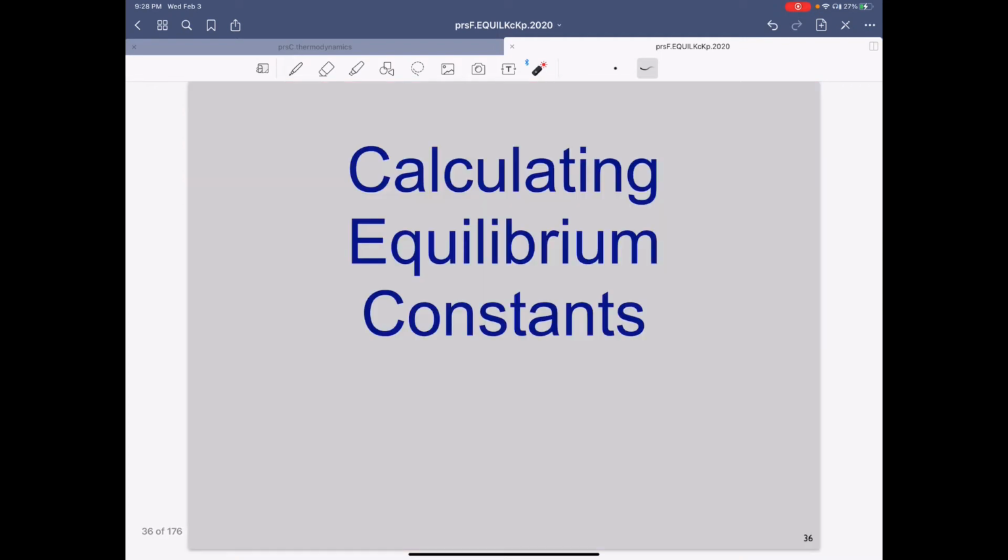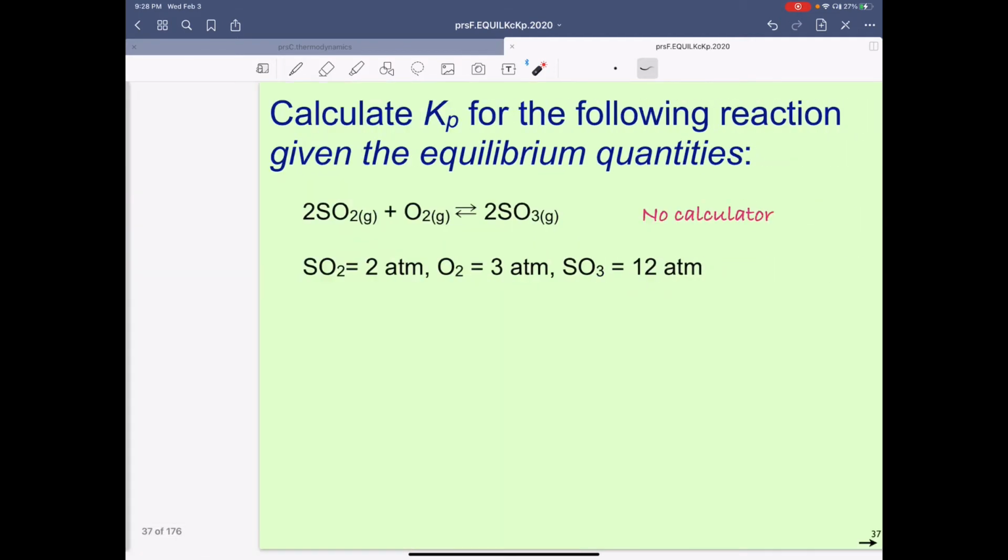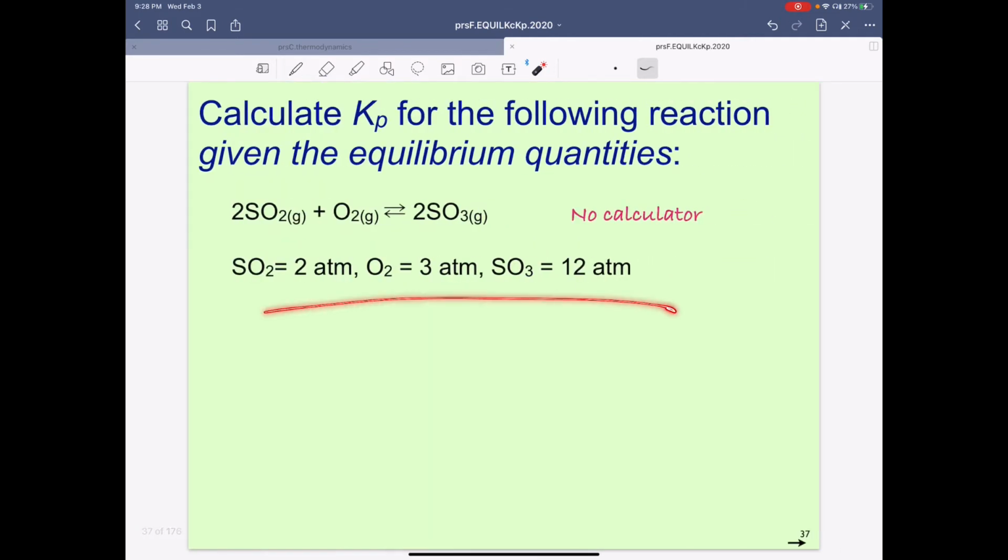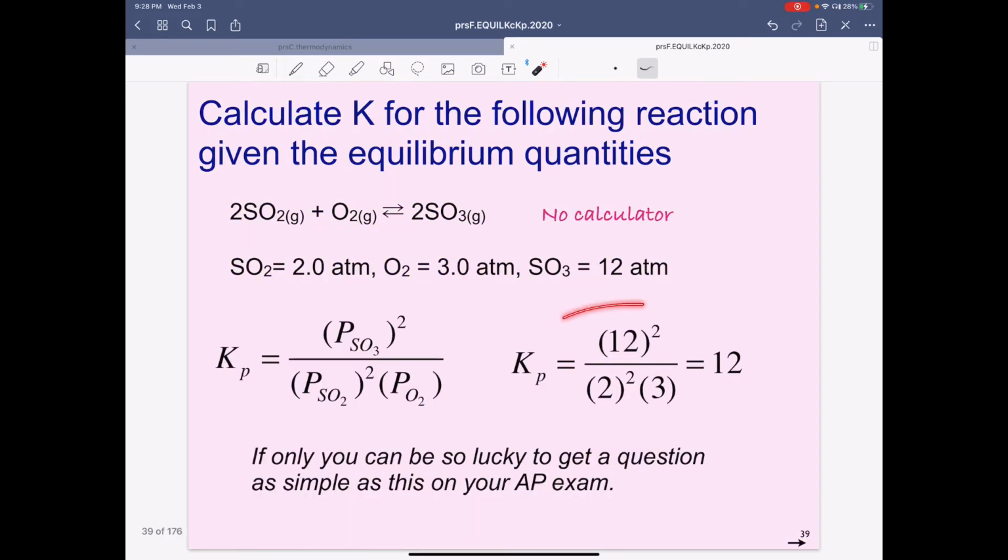And now let's do some calculating of the equilibrium constants. We can only hope AP would give us a problem as easy as this. Pause, and without your calculator, go ahead and see if you can compute the equilibrium constant. And coming in with the values, you can see pretty quickly that these are pretty easy to do without a calculator. 12 squared, and so we have a 12 down below. We can cancel one of them, ending up with 12. We could only be so lucky and hope to get a question like this, but it's not usually what you see where they'll give you values and you're just plugging and chugging.